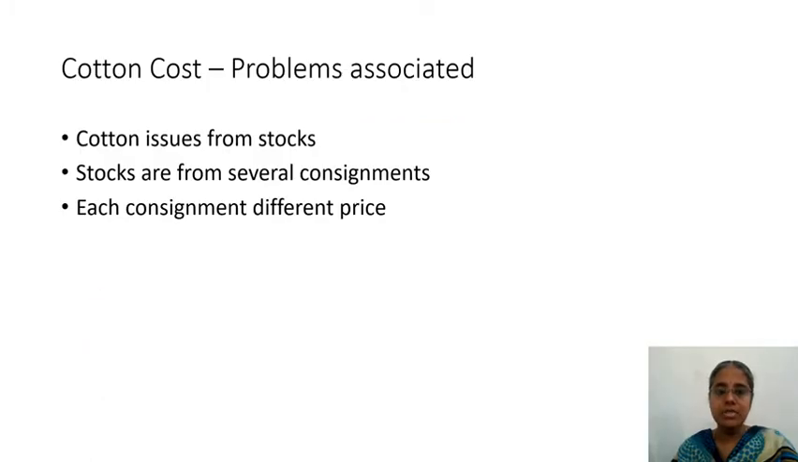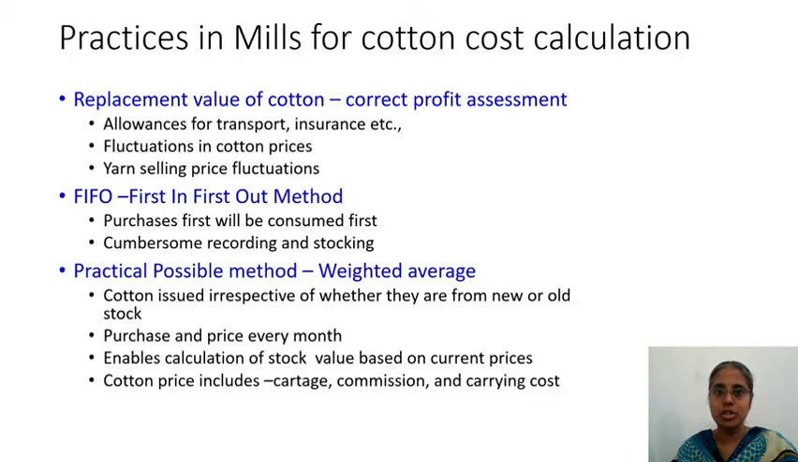So these are the problems with the cotton cost. The cotton you will buy at different rates from different markets and stock it in your godown. You buy it in various lots, several consignments, and each consignment is of a different price. So you have problems in calculating the cotton cost.